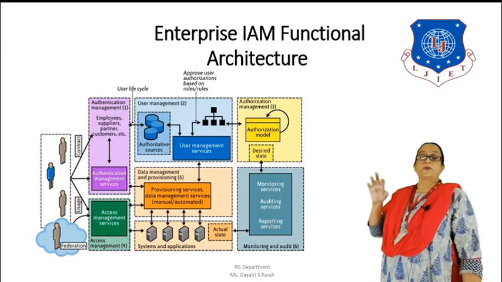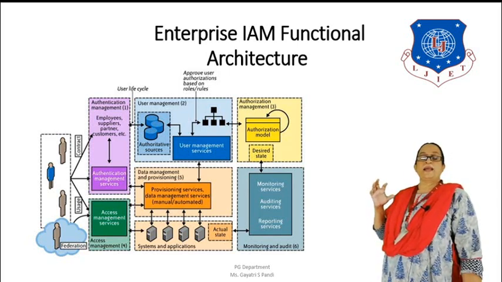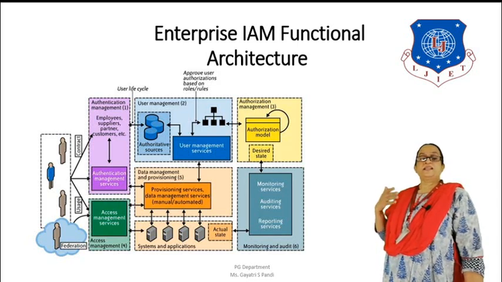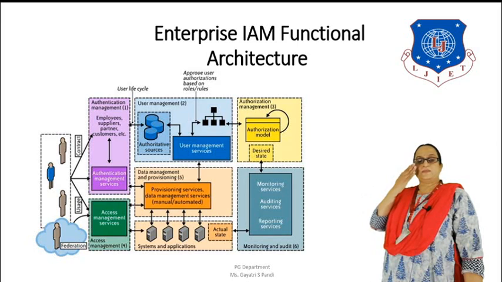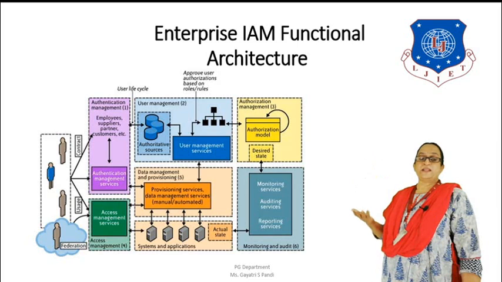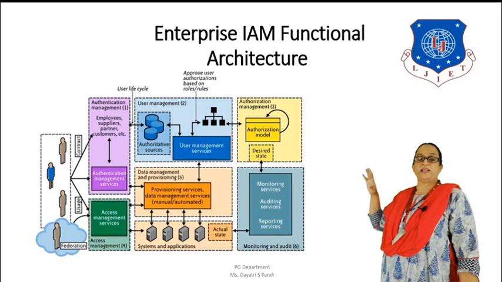Here is an architecture for the enterprise IAM functional architecture. The different processes which we studied are shown in this diagram. Firstly, you have the authentication management, specified in the purple area, which manages the authentication of various employees, suppliers, partners and customers. These are different types of users of the system. Then you have the user management. These users need to be managed, and authorization services are used to see what sort of rights these people are given. So you have the user management services shown in the blue area in the diagram.